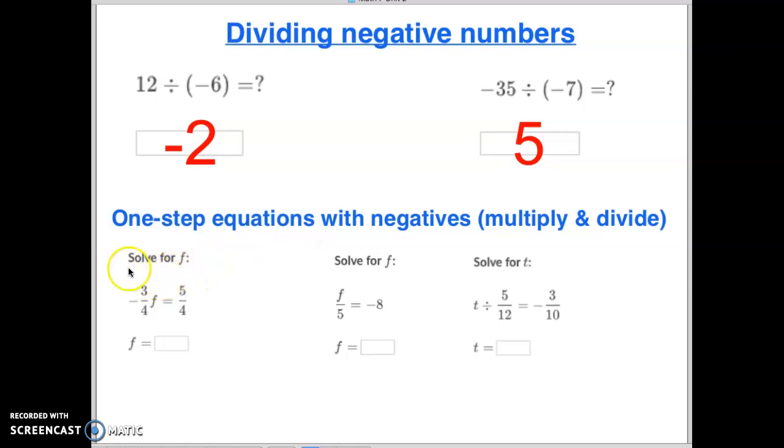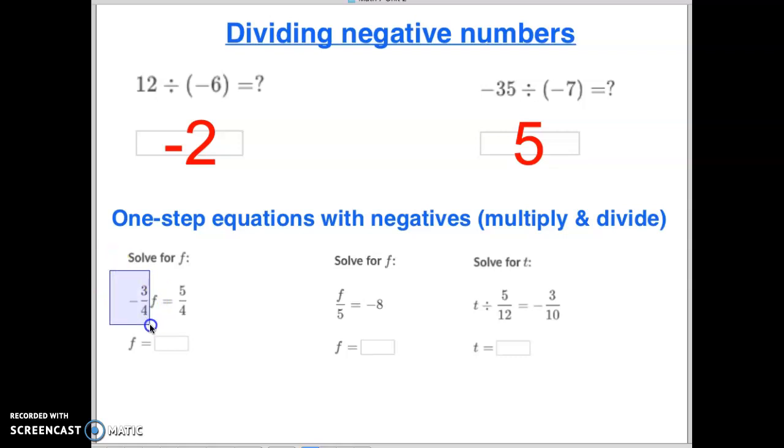Well, here's our letter. It tells us to solve for the letter F. So we start with the letter F. Then, next to the letter F, without a sign between them, is negative 3/4. So it's negative 3/4 F. If there's no sign between the number and the variable, it always means to multiply, okay?